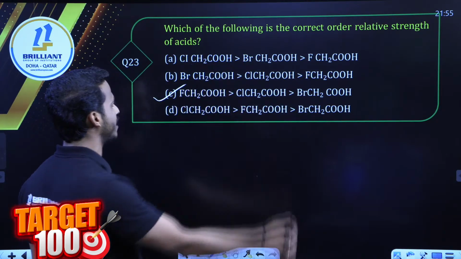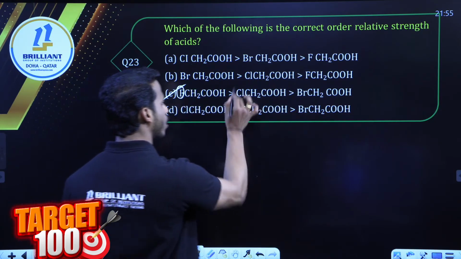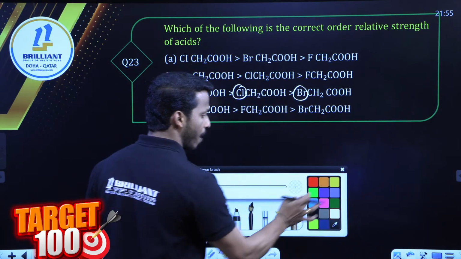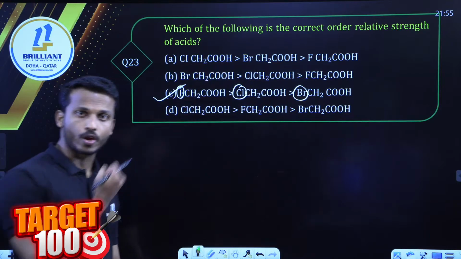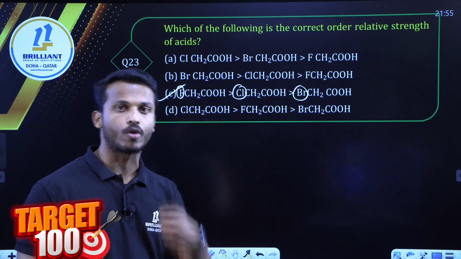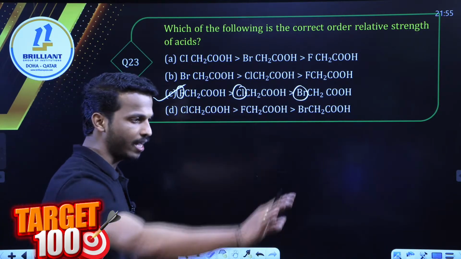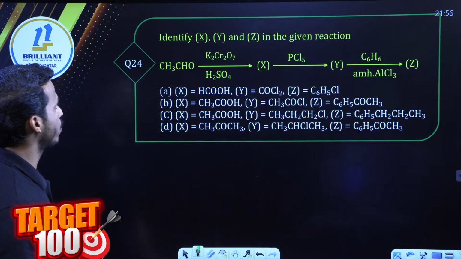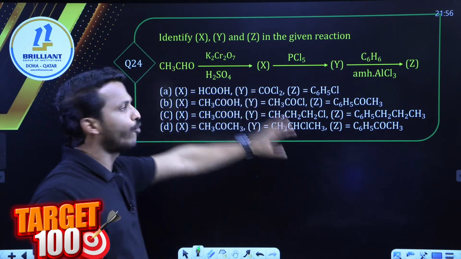No doubt, option C is the correct answer, dear all. Fluorine, chlorine, bromine: the more the power of the withdrawing group, the more the acidity. Fluorine is the stronger withdrawing group compared to bromine and chlorine. Correct answer, easy question. Next one. Identify the final product in the following reaction.